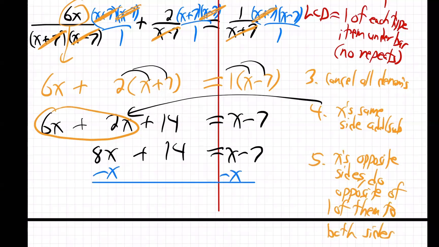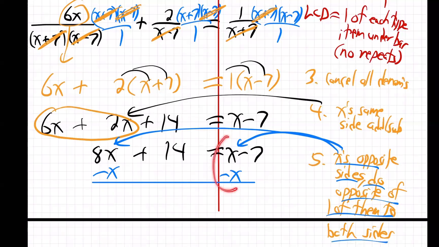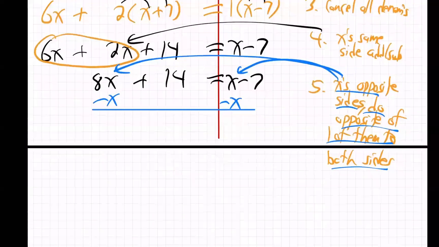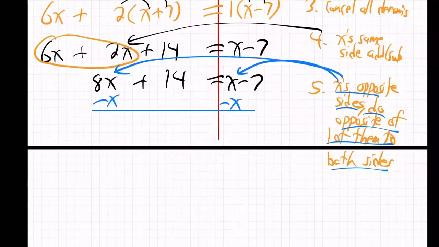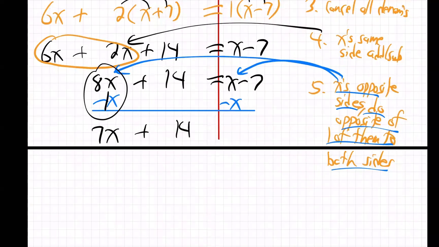So do you see that right there? So these x's on opposite sides, you do the opposite of one of them to both sides. So I did the opposite of the regular x by doing minus x. I did it to both sides. Okay, so what does that leave us? Well, 8x minus x is 7x, right? Because this is really 1x plus 14 equals, and then these cancel, and we just have the minus 7.